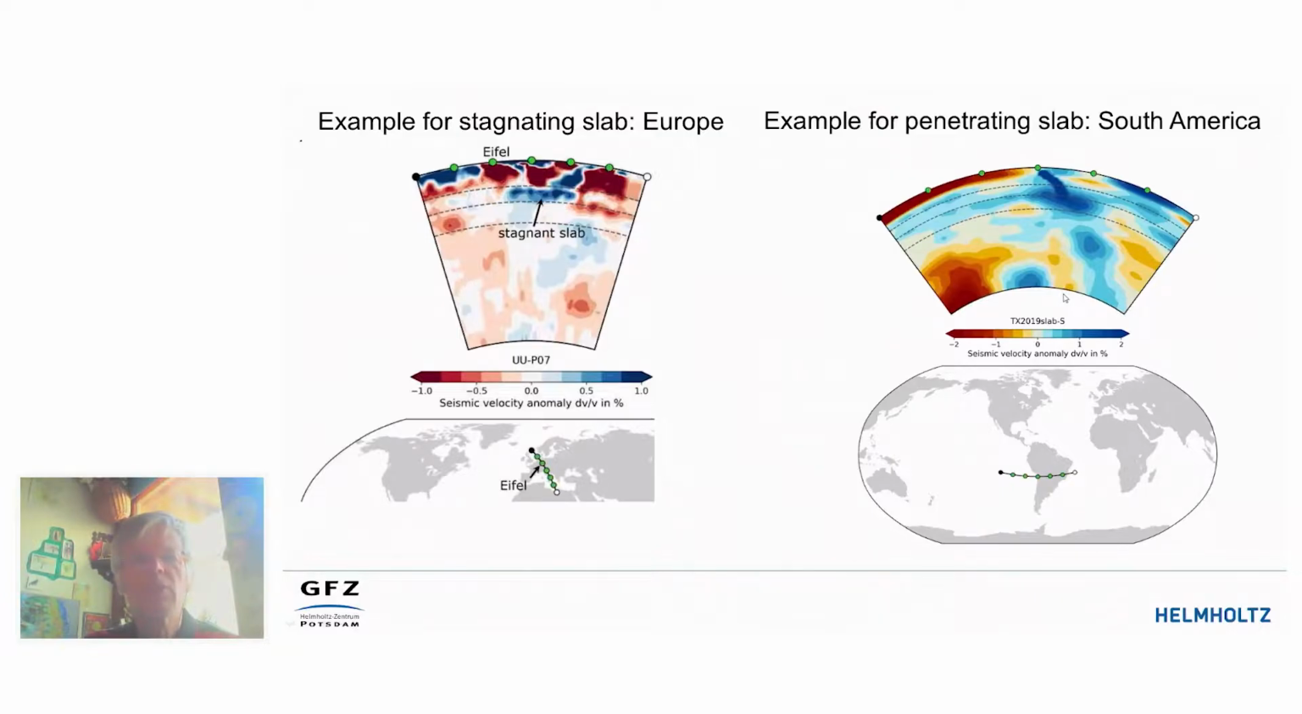Since I'm from Europe, here is another stagnating slab, what looks like a stagnating slab, in this Utrecht tomography model, from a north-south cross section through Europe, which lies flat under Germany, where I am right now.